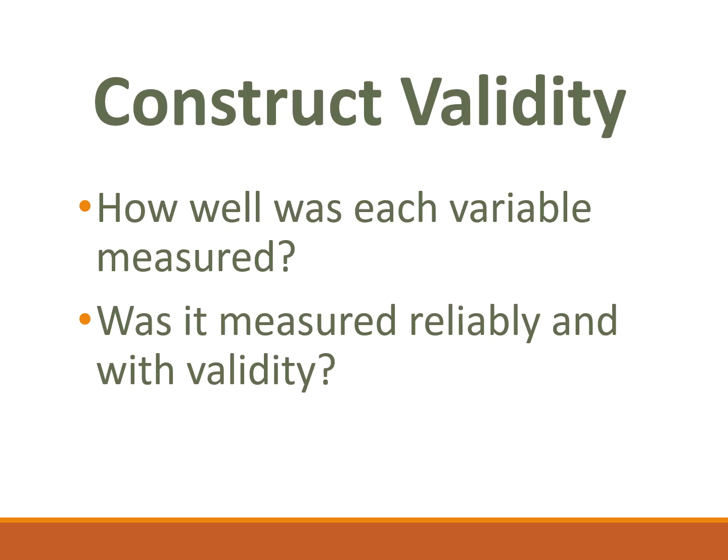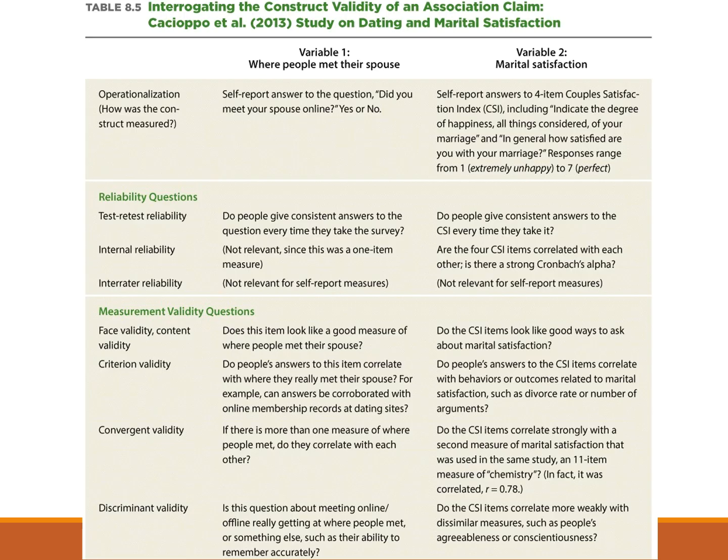So construct validity, just as a reminder, is how well each variable is measured, and was it measured reliably and with validity? In other words, would we find the same results every time? Are they actually correlating with other variables? And when we talk about construct validity, we're talking about a lot of different things that we want to look at. I'm going to review that briefly on this next slide.